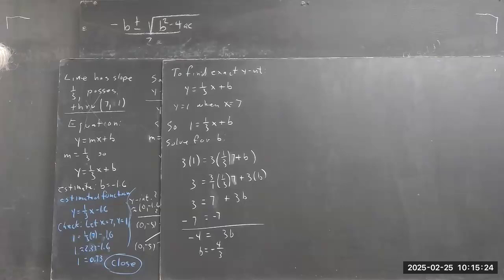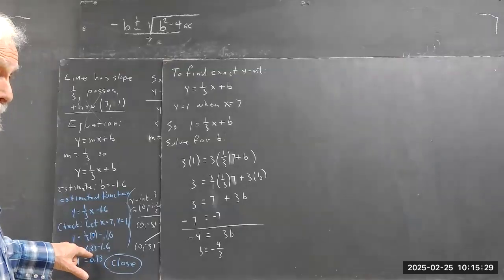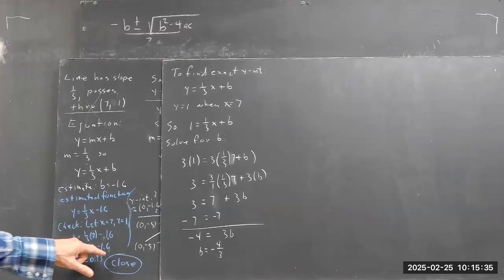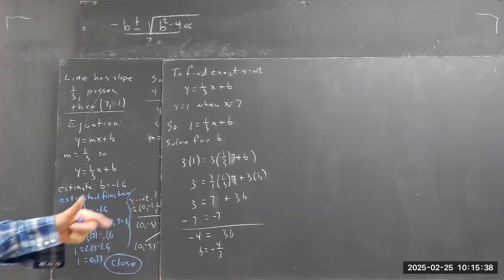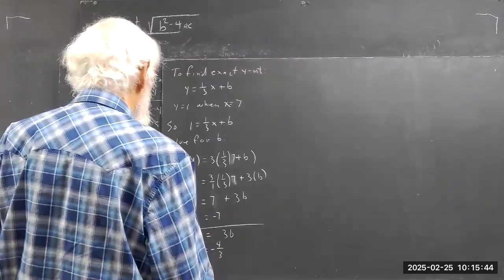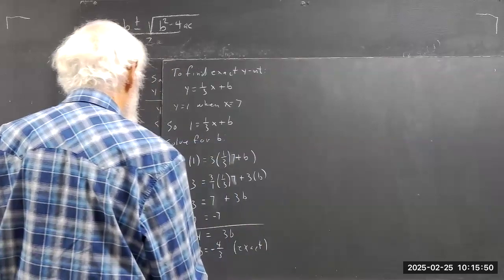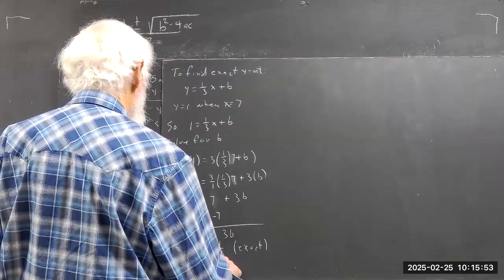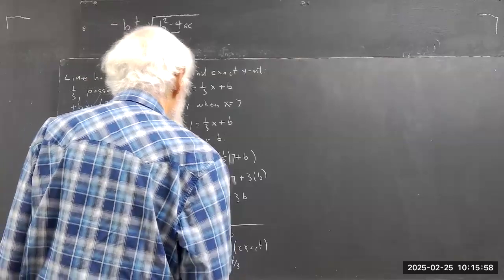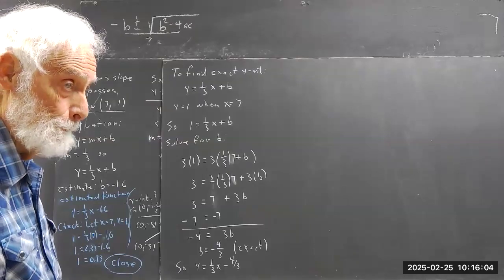Of course, 4/3 is 1.3 repeating. 3's go on forever. And the 3's here would go on forever. I rounded off the 7/3 here because we're doing an estimate. We didn't need any more than just a couple of decimal places. Okay. Better to use the fractions. b is -4/3, and this is exact. So the equation is y equals 1/3 x minus 4/3. Okay.